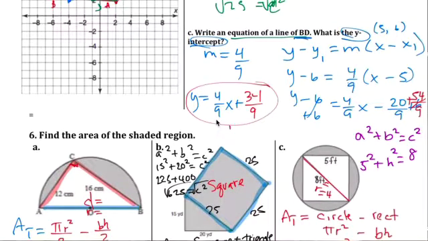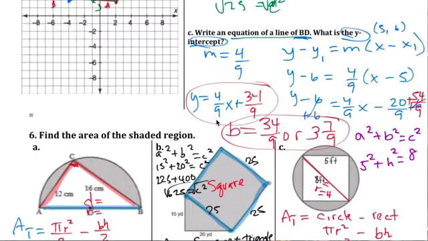The y-intercept, the letter b, is 34 over 9. Divide 9 into 34: you get 3 times, that's 27, subtract that, and 7 over 9. That's the y-intercept.